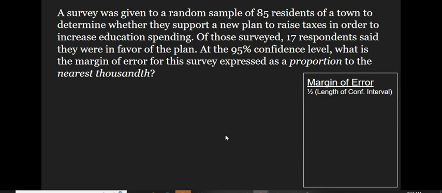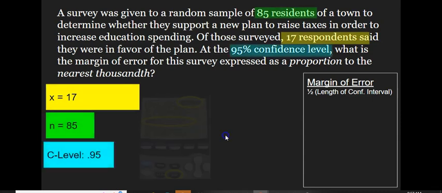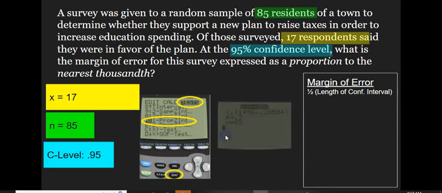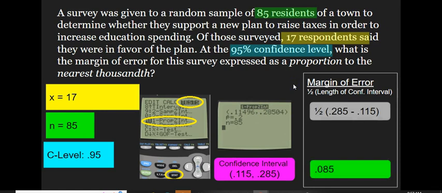All right, so I have 85 and 17. I don't have the mean, so this would be stat test A. I have a 95, .95. Type that in, get my confidence interval. To find the margin of error, I subtract the confidence interval and divide by 2.